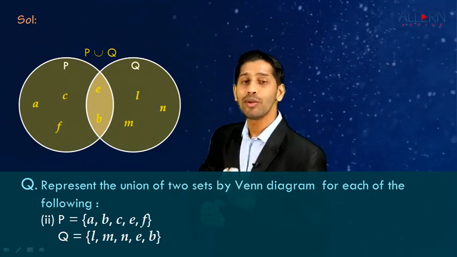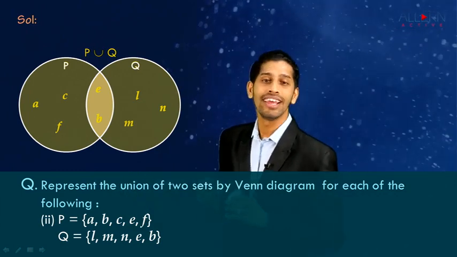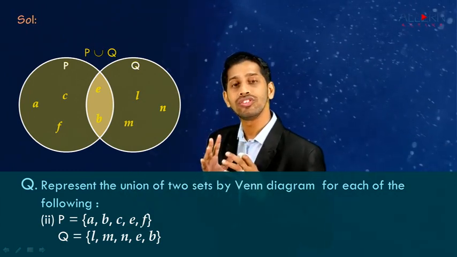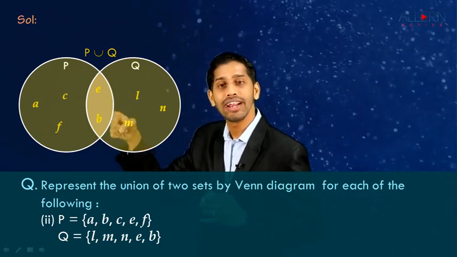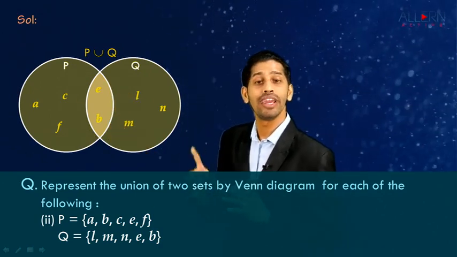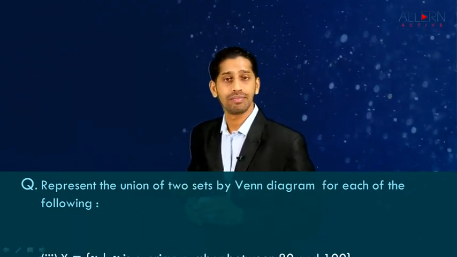But child, remember one thing, if the question could have been represent the intersection, then in that case we should shade only this common part which contains element E and P, and if the question is union, we have to shade the entire part. Let's take one more question.